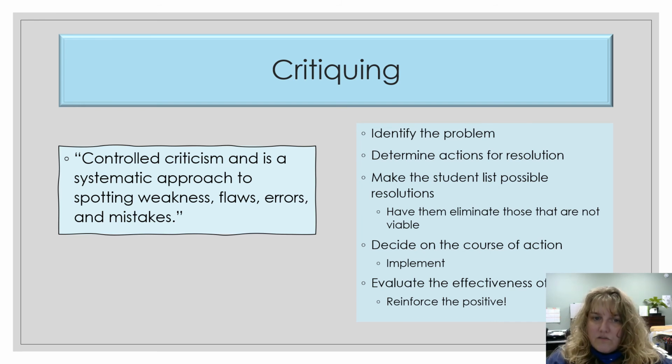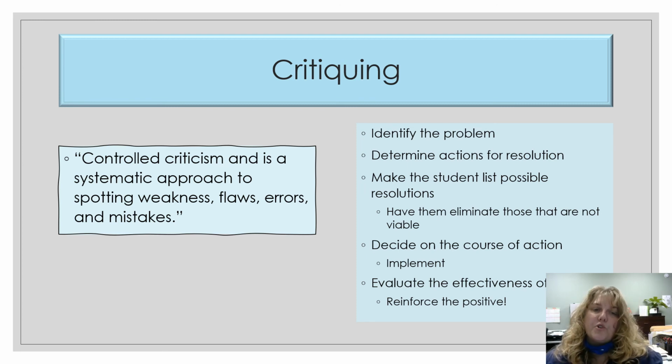So make the student list the possible resolutions and eliminate those that are not viable. Decide on the course of action, make them implement it, and then of course we want to evaluate the effectiveness of the plan and reinforce the positive.